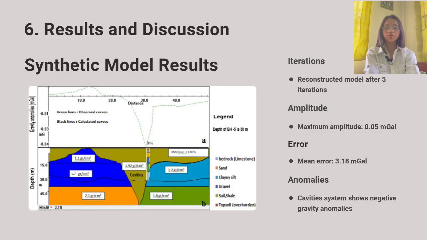So let's move on to the results and discussions. For the synthetic model results, the synthetic model after the 5 inversion iterations showed clear negative gravity anomalies for the cavity with a maximum amplitude of 0.05 milligal and a mean error of 3.18 milligal, confirming the method's effectiveness. This result demonstrated that the approach the researchers used could reliably detect subsurface cavities under realistic conditions.